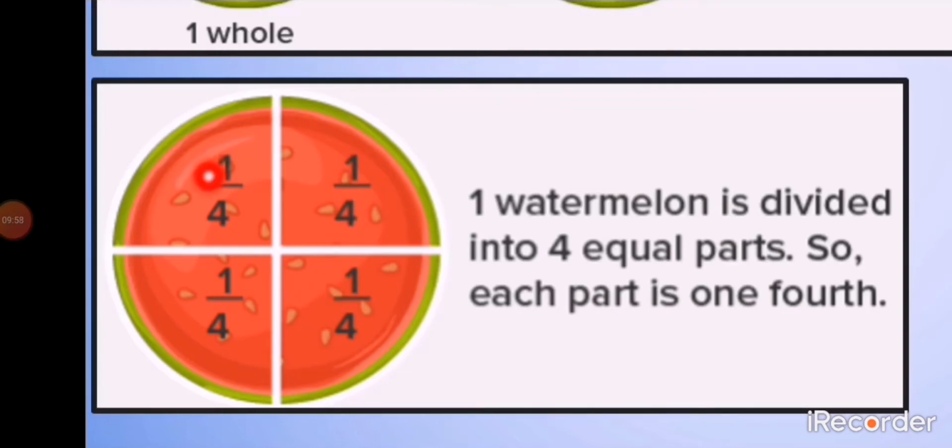of the whole. This part is 1 by 4 of the whole. This part is 1 out of 4. So this part is 1/4 of the whole. So in one whole there are 4 quarters, 4 equal quarters. And we will write them as 1 by 4. 1 by 4 is the fraction.